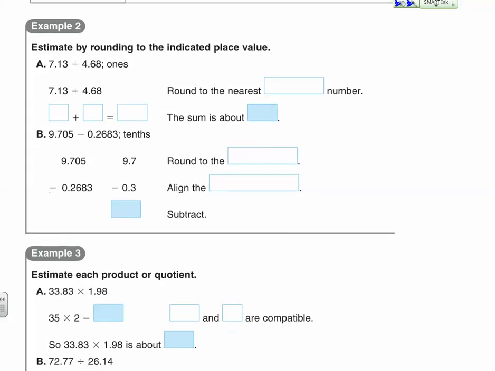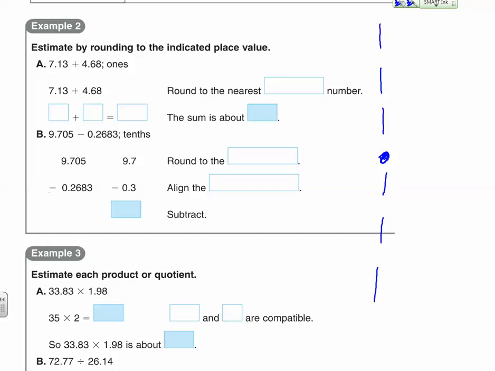Now this estimation technique is one that you're probably most familiar with. It's asking us to estimate by rounding to the indicated place value. So Panthers, those of you who are still a little uneasy about your place values, you may want to remind yourself, and you can go ahead and include this in your notes, and I'm going to do this vertically just because I don't have a whole lot of space here. But remind yourself the different place values.